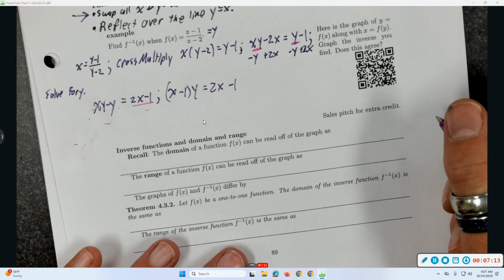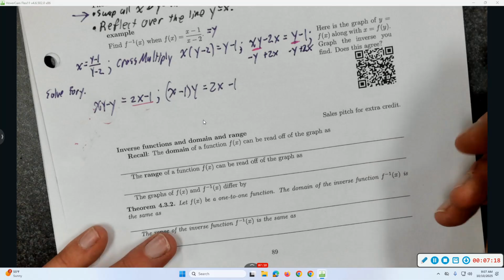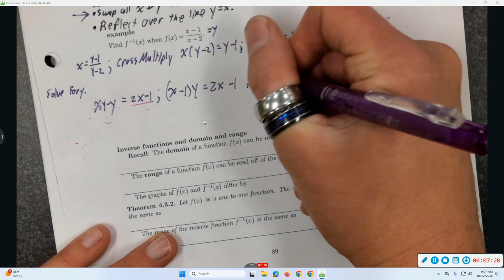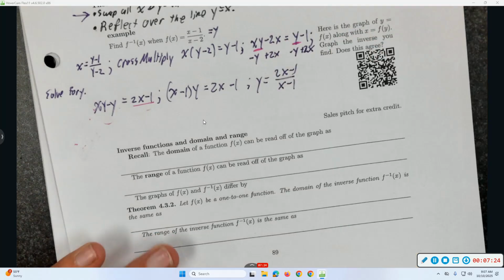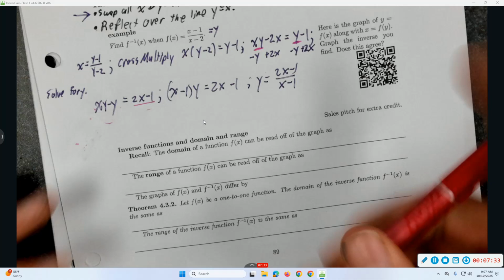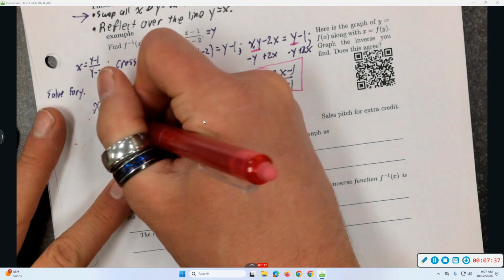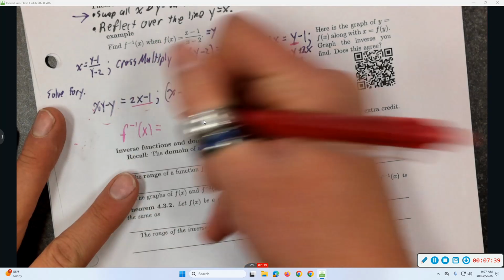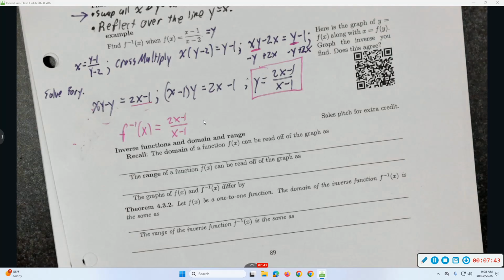What should I do next? Divide by the stuff that's multiplied by y. Awesome. y equals (2x minus 1) over (x minus 1). Oh, groovy. That feels like it went pretty okay? And in fact, let's box that. Maybe I'll write the conclusion too. So that means that f inverse of x ought to be (2x minus 1) over (x minus 1).